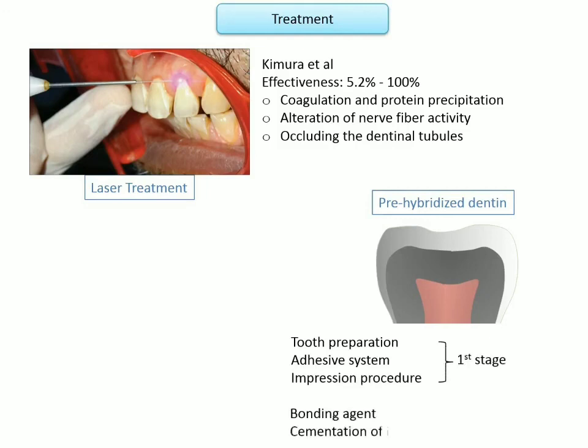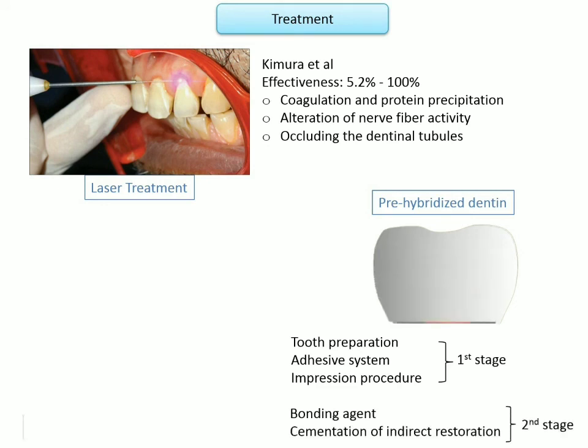At the second stage, prior to the final cementation of the indirect restoration, a new layer of the bonding agent is applied without light curing. Because the hybrid layer is created immediately after preparation, teeth treated with the immediate dentin sealing technique were better able to tolerate thermal and functional loads in comparison to teeth that were sealed when the restorations were placed.